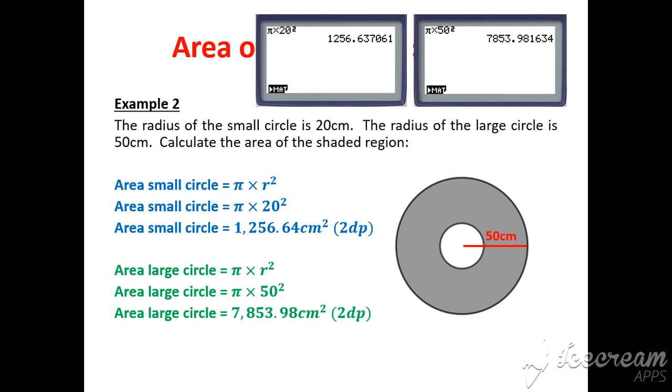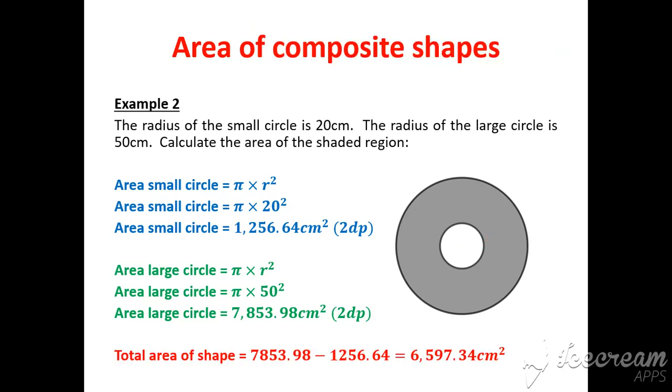How do we finish off and work out the area of the shaded region? Well, like we did in the last video, we have to subtract the small region from the big, because it's like we are cutting out the small circle and taking it away. So we have to subtract. We have to take 7,853.98 and subtract the 1,256.64, and that gives us the area of the shaded region, which is 6,597.34 centimeters squared.